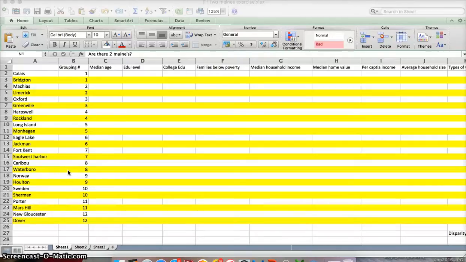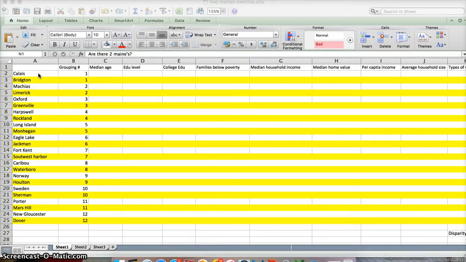Hello, everyone. So for week 13, the assignment is going to be to use some census data to actually answer some questions. And as I posted, the purpose of this is to answer the age-old question, are there two Maines? You'll notice what I've done here to get us going is I've picked 24 towns in Maine, and then I compared them by population. I picked them in different parts of Maine.